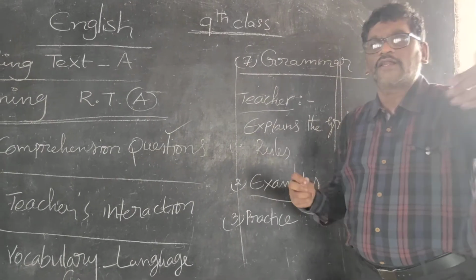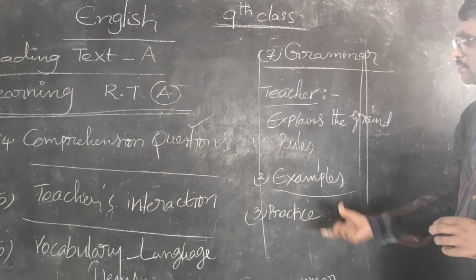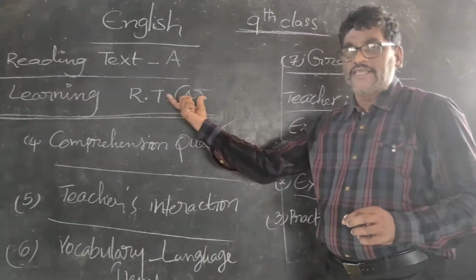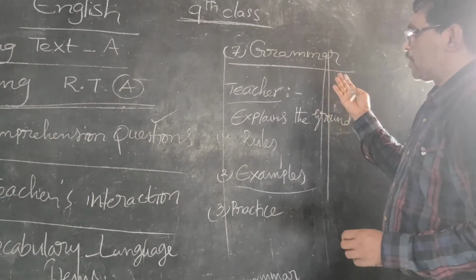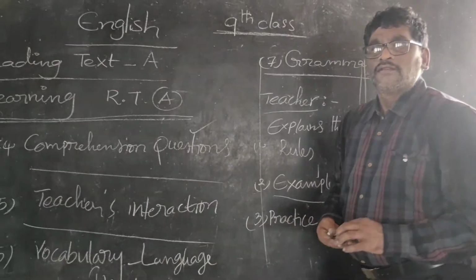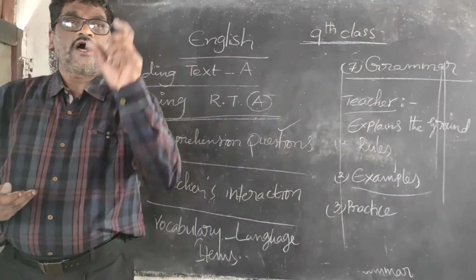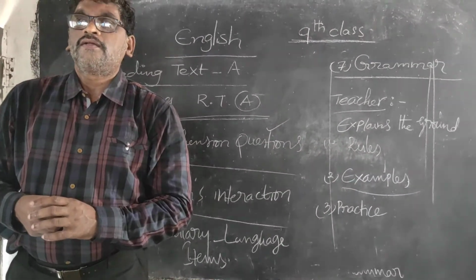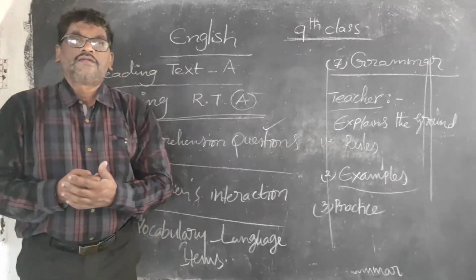I will explain the grammar items one by one. This is the process to complete reading text A. After completion of the grammar items, the lesson or the unit is not over. Here there are a number of items remaining.